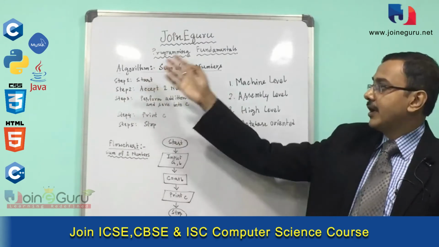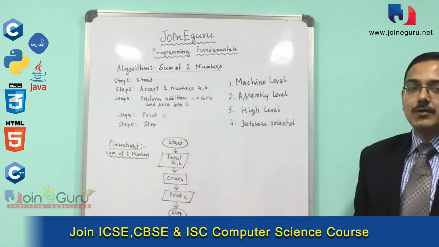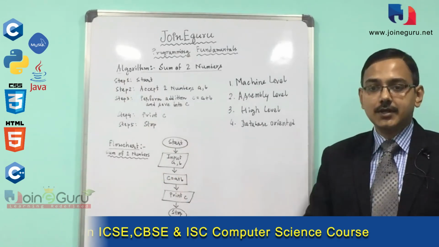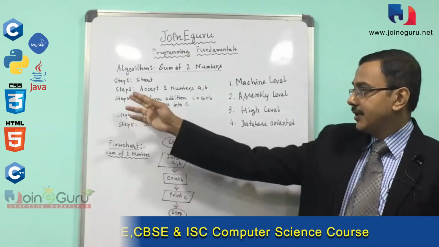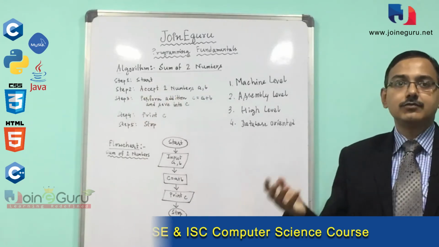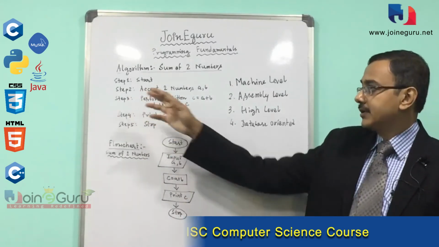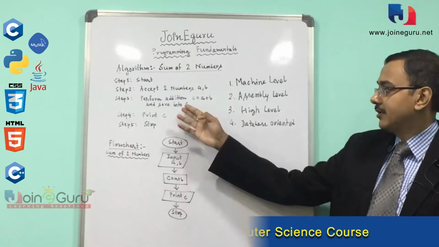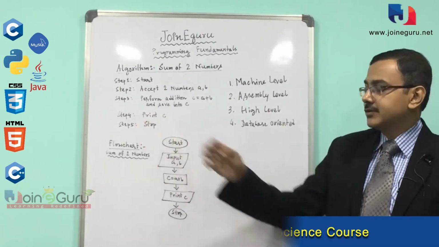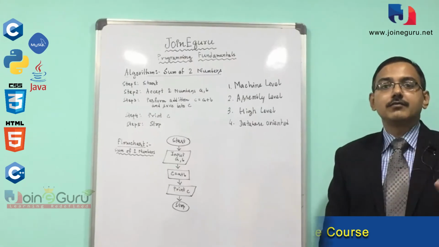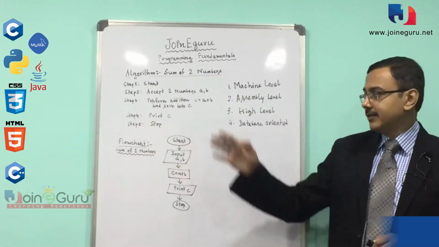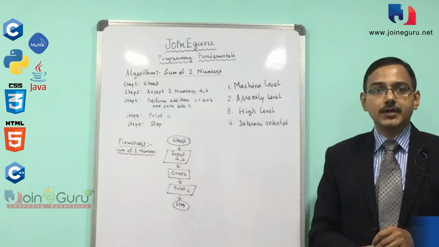My algorithm example is on the sum of two numbers. At first we write step 1: start the processing. Next step 2: accept two numbers from users. Next step 3: perform the addition and store the result into the third variable C. And next step 4: print the value of C and finally stop the processing. This is the basic format of any algorithm.